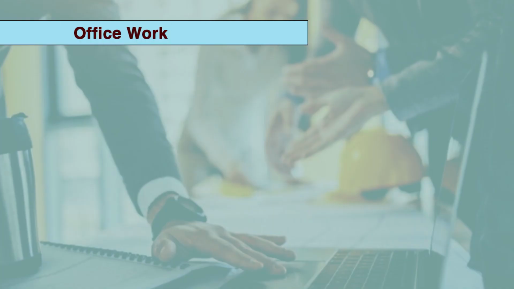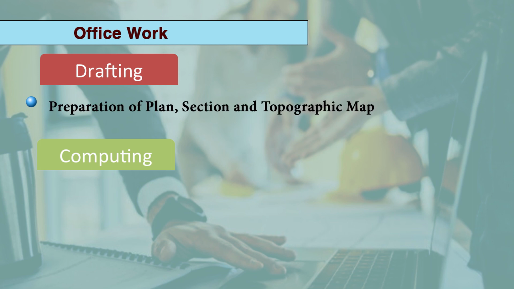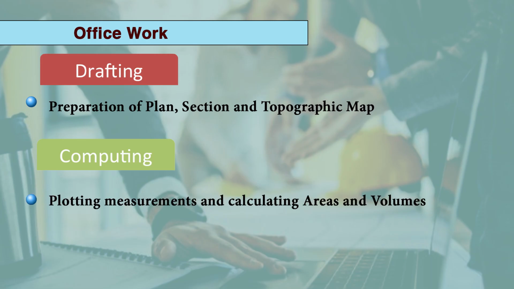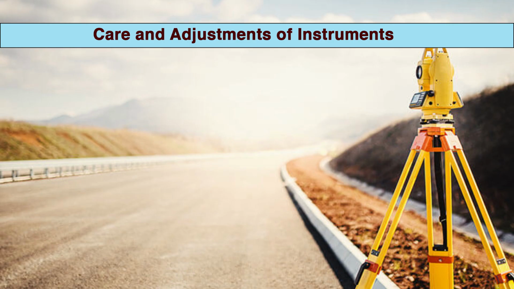Now, the second important part is office work. The office work of surveyor includes drafting, computing and designing. Drafting involves preparing plan, section and topographic map. Computing includes plotting measurement and calculating areas and volume. We are going to discuss the calculation of area and volume in the upcoming lecture. Surveyor may also engage in design work, specifically for the route surveying projects. Now, the third task is care and adjustment of instrument.